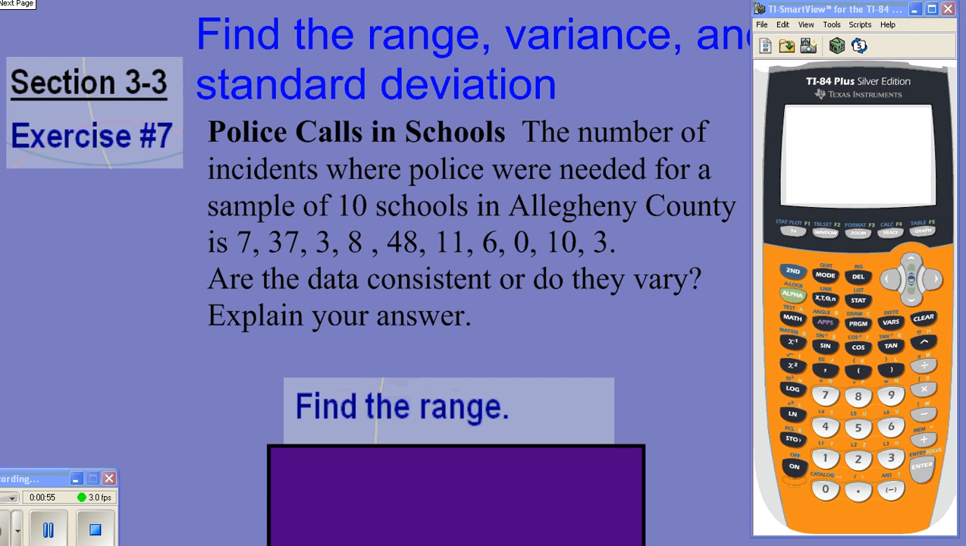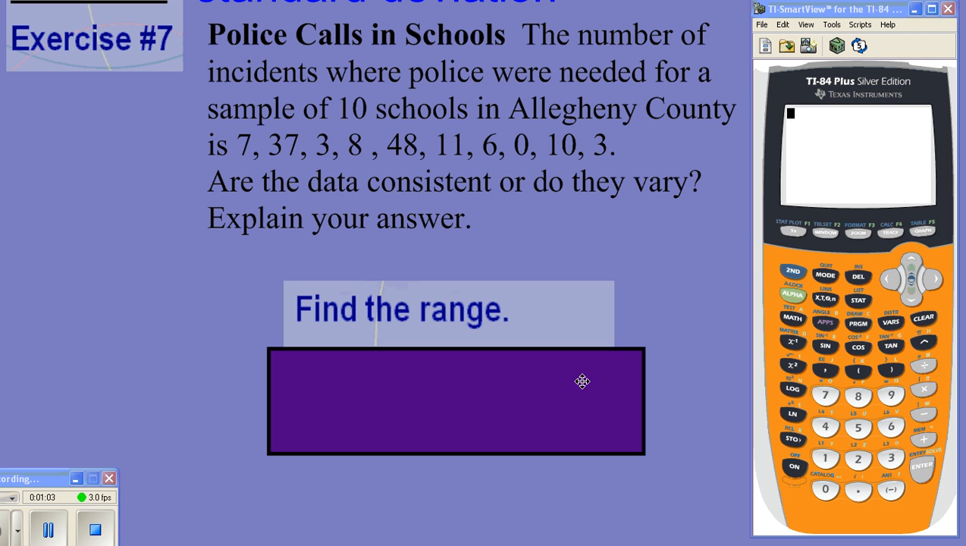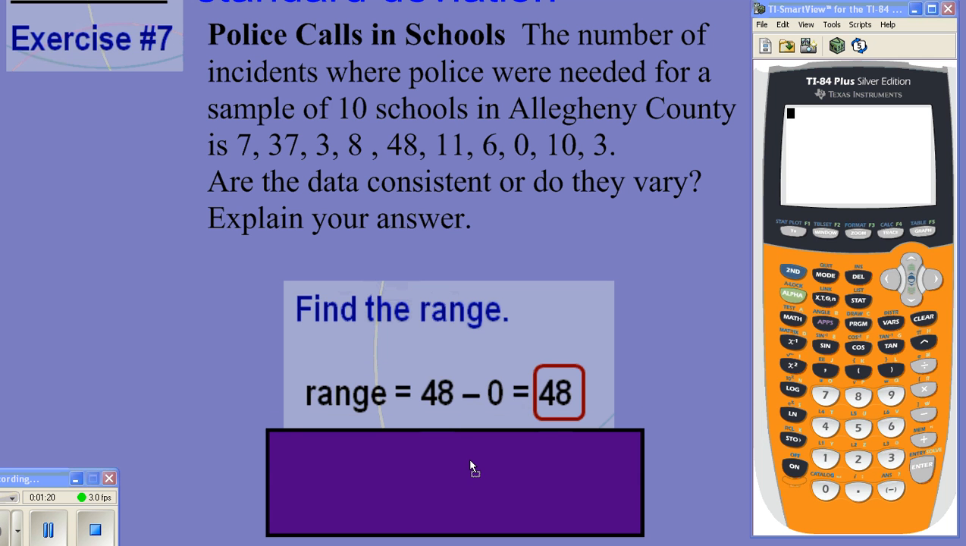All right, so let's start off. Let's talk about range. Range is one of the easiest measures of variation because it measures the distance from the largest to the smallest. And so what we have here is the number of incidents where police were needed for a sample of 10 schools in Allegheny County is 7, and so forth. Are the data consistent or do they vary? Explain. So first thing is they asked us to find the range.